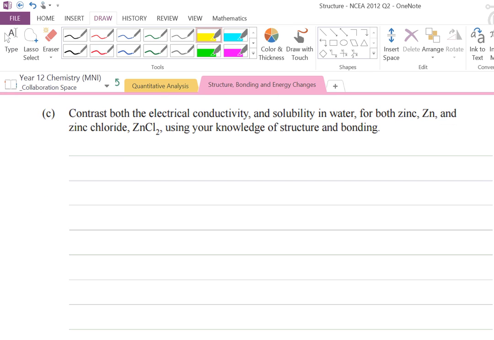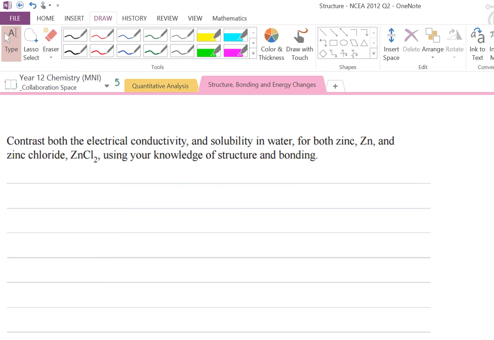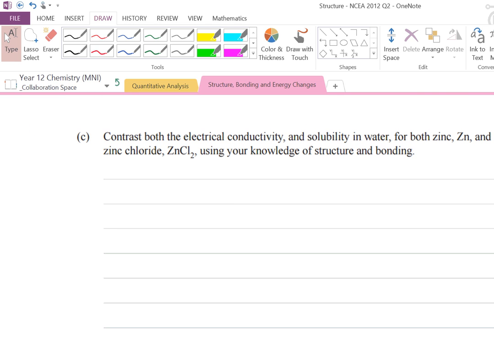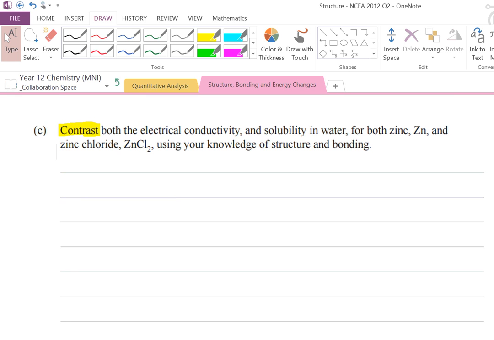And you'll see here we're contrasting. Just set that up again. There we go. So doing a contrast. What that means is we're looking for excellence here. And we're looking at the properties of electrical conductivity, and we're looking at solubility in water. Now, the way I like to answer a question like this is I start by, I have a zinc column and I have a zinc chloride column. Because what I find then is it's very easy to keep my thinking organised.